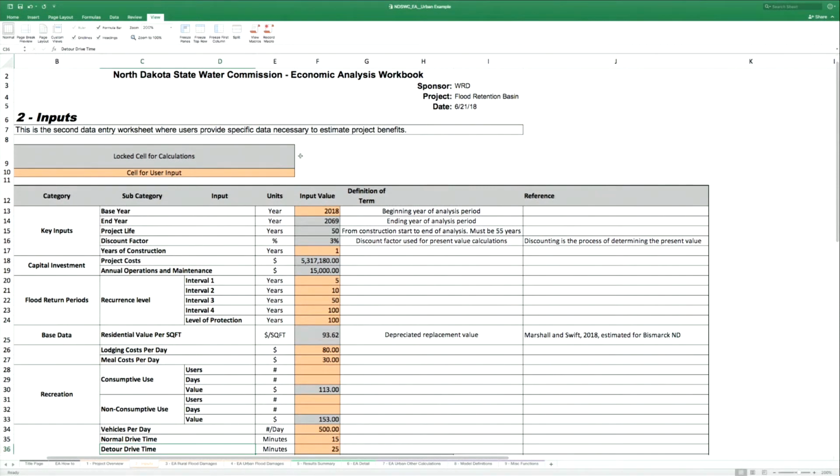Let me zoom in on this one here. This is where you're going to need to enter the recurrence intervals, because for the urban model, you might be working with different recurrence intervals, and it's not always consistent in terms of what you have for hydraulic information, so we've allowed you to key that information in specifically. In this case, this particular analysis looked at the 5, the 10, 50, 100, and we defined level of protection as 100-year.